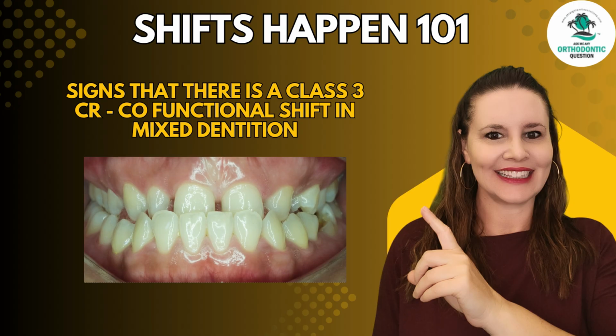This is going to be a more advanced version of that video. Someone asked me today, how do you know from static images if there might potentially be a CRCO shift? Anytime I see a patient that is class 3, a little red flag goes off in my head, especially kids in mixed dentition, for sure. That's going to be a big red flag if I see two different things. And this photo pretty much captures these two different things.